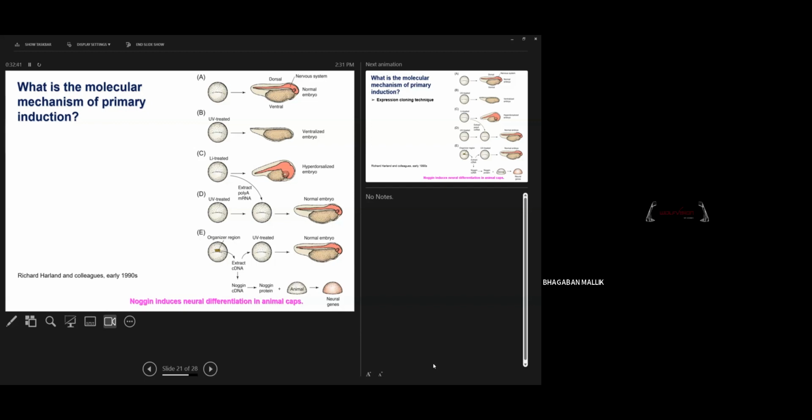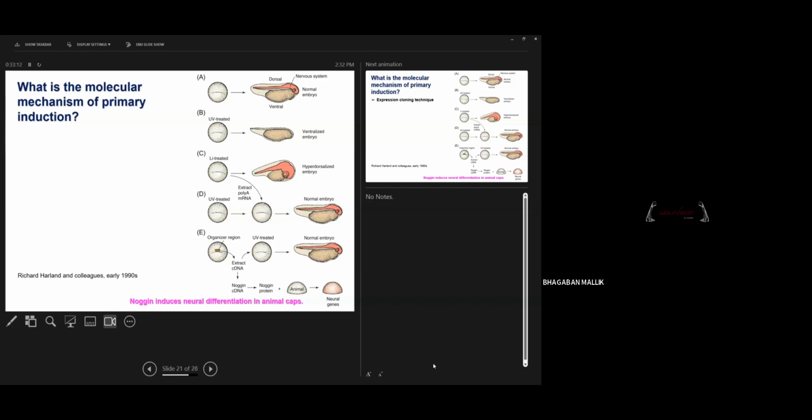So you can do it in two ways. Either you extract mRNA, or you extract total RNA, make it into cDNA, and transfect that cDNA in a vector into the ventralized embryo. It can develop into a normal embryo. And with a series of experiments, they found the gene that is actually inducing neural differentiation, and they found that it is the noggin protein, or noggin gene.